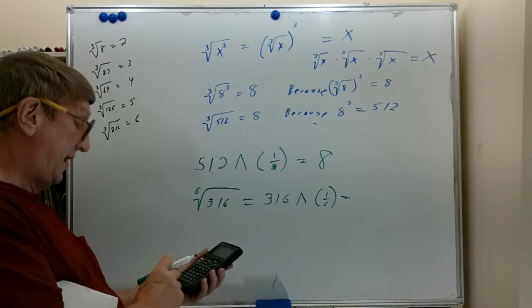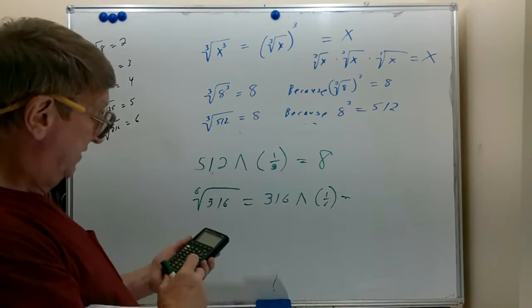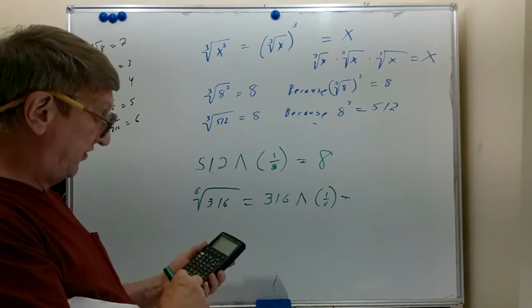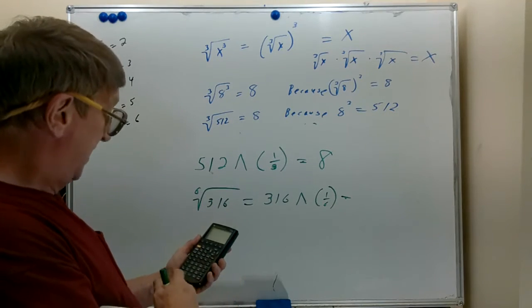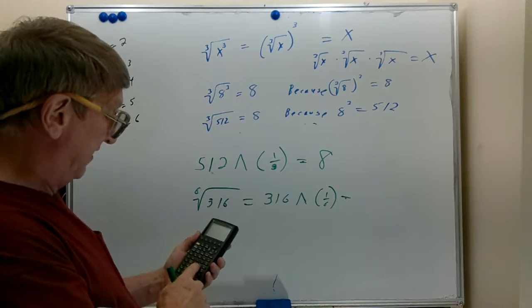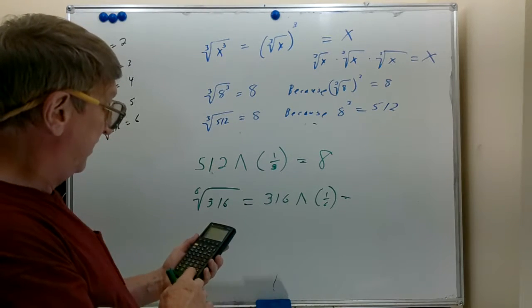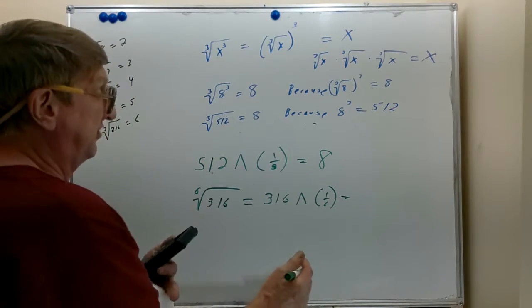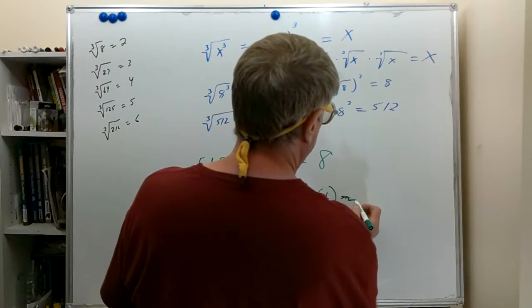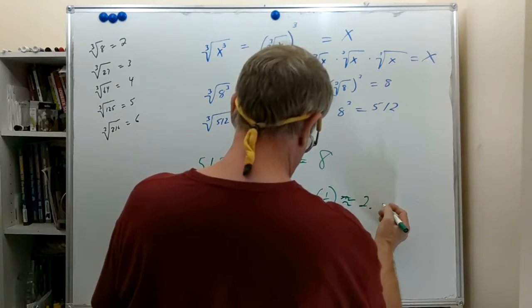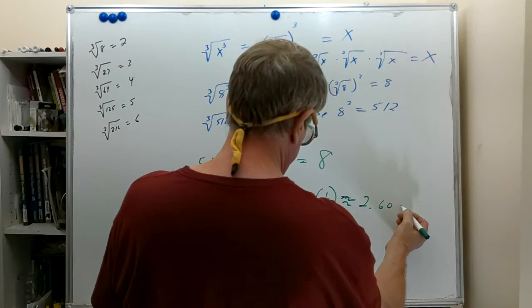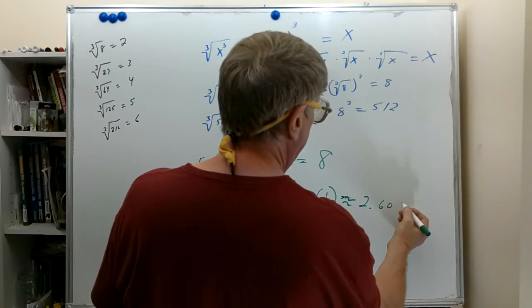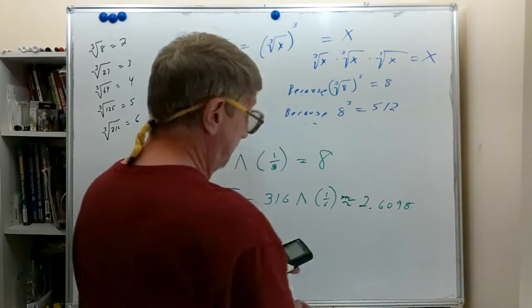This will probably be an irrational number with a bunch of decimal places, but we'll round it. 316. We'll hit the up arrow. I'm going to do a parentheses. I'm going to do 1 divided by 6, close the parentheses, and I get 2.6, approximately equal to 2.6098. That's rounded to 4 decimal places.